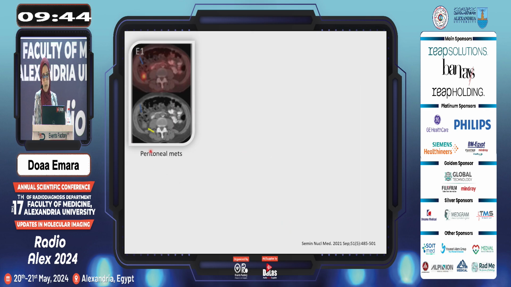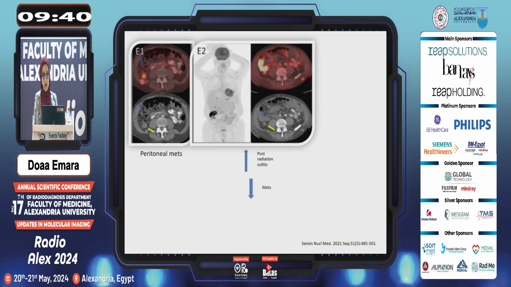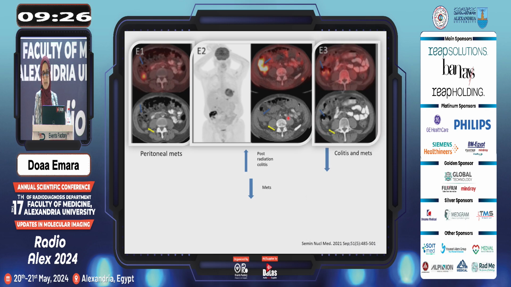This patient had a peritoneal nodule with intense uptake, and on follow-up, there is decreased size of the nodule with decreased uptake, but there is increased uptake at the level of the ascending colon, and this case was diagnosed as post-radiation colitis. On the second follow-up, there is resolution of radiation colitis and regression again in the size of the nodule and its activity.